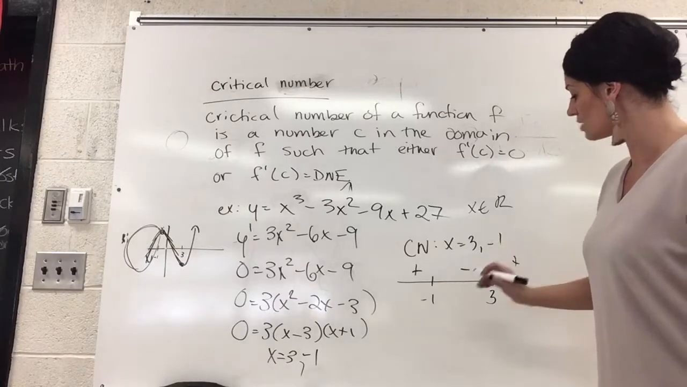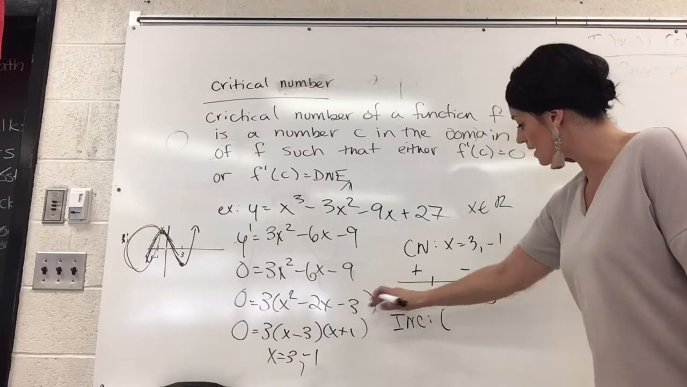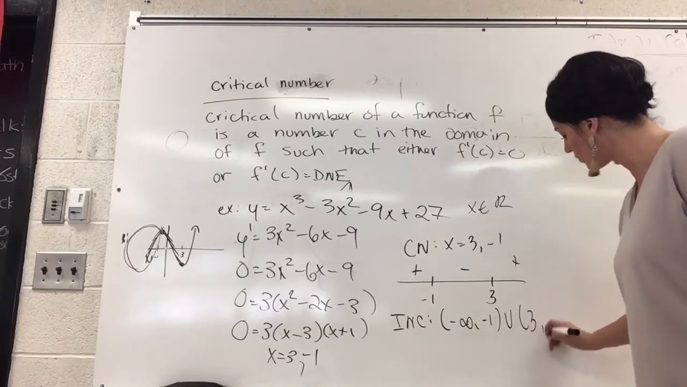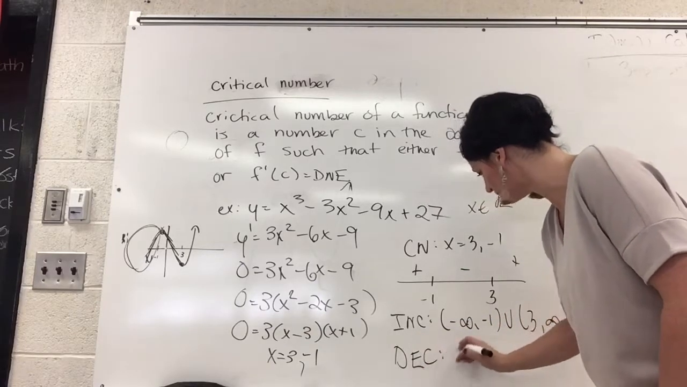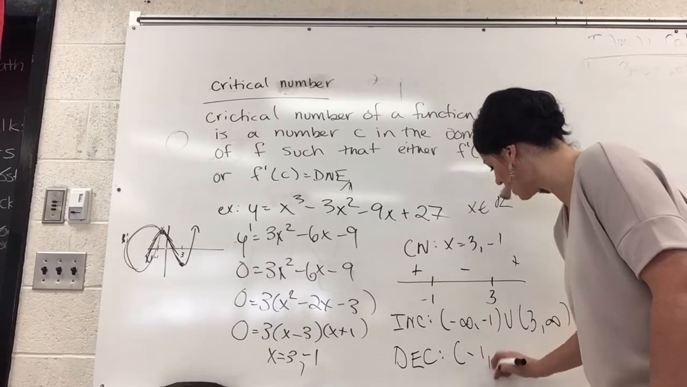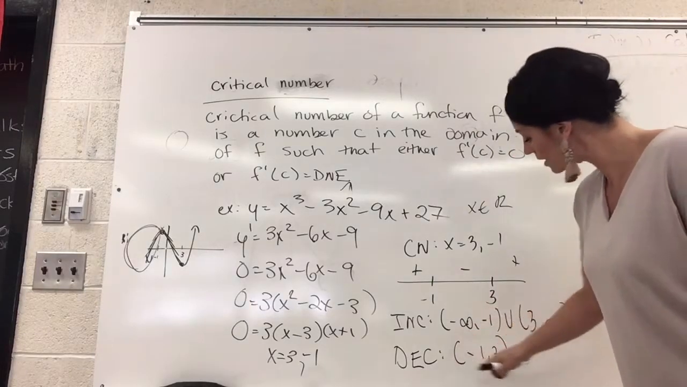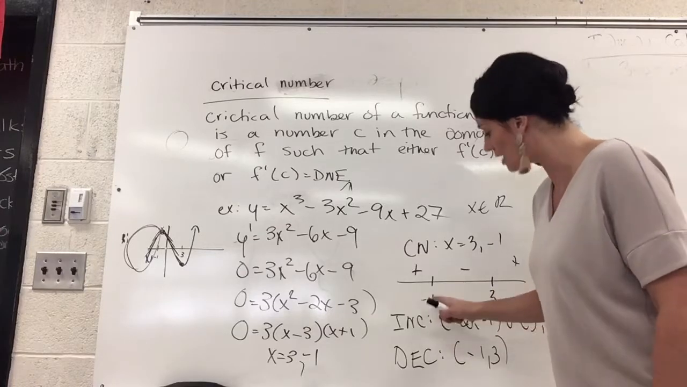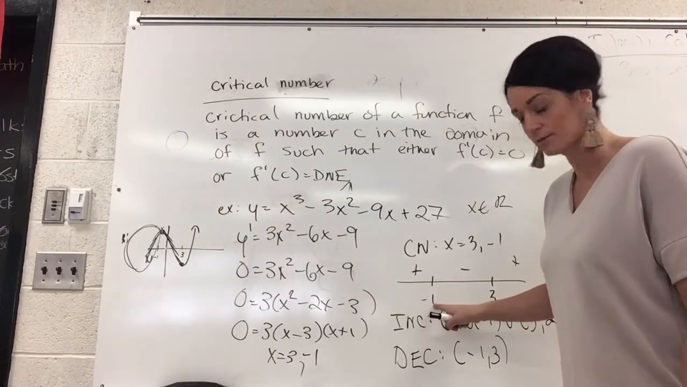So I actually have 2 different intervals of increasing. From here to here, so -infinity to -1, and 3 to infinity. And my interval of decrease is between -1 and 3. And notice that I'm using circle brackets. I can't use square brackets here because at that exact point, I am not decreasing. At that exact point, the slope of my tangent line is 0, okay?